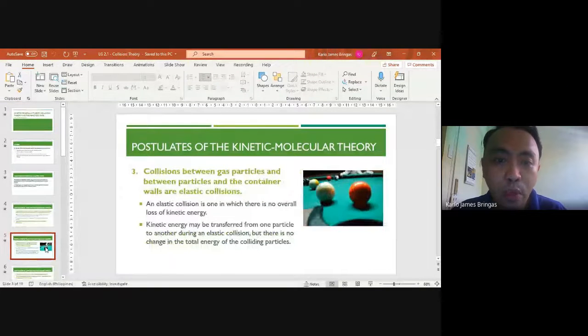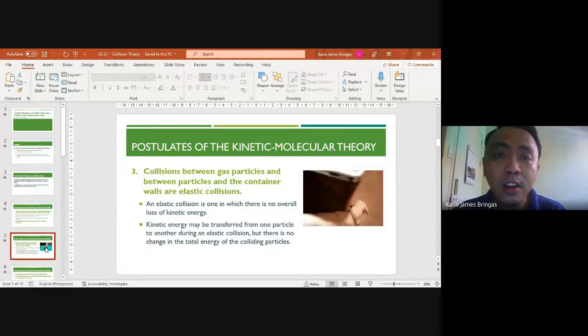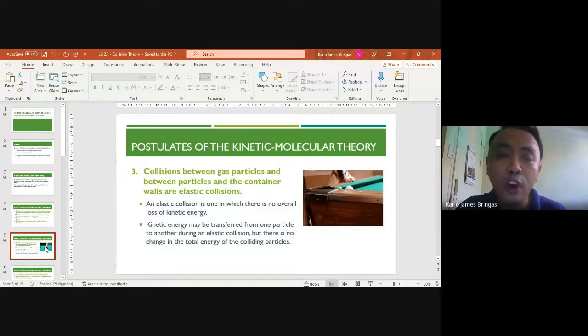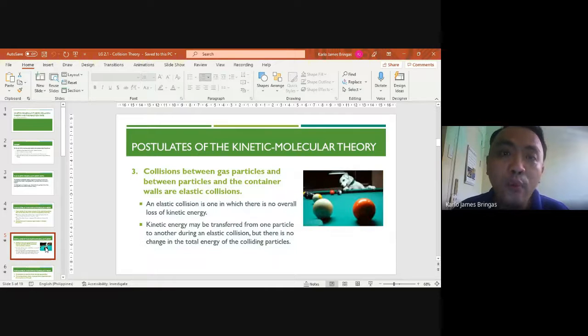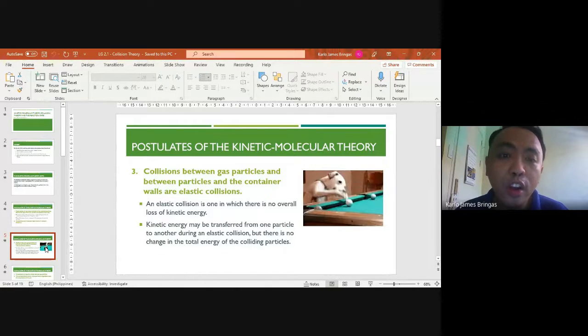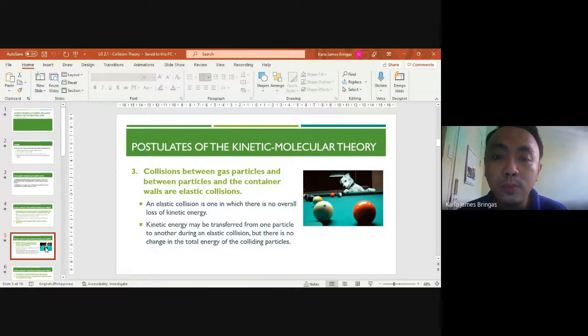So postulate number 3: particles are able to move in straight line paths. You don't expect them to be moving in circular paths or curved paths at all. And whenever you have two gas particles meeting each other, they will be able to collide. Now the collisions between the gas particles, and between the particles and the container walls, are elastic collisions.